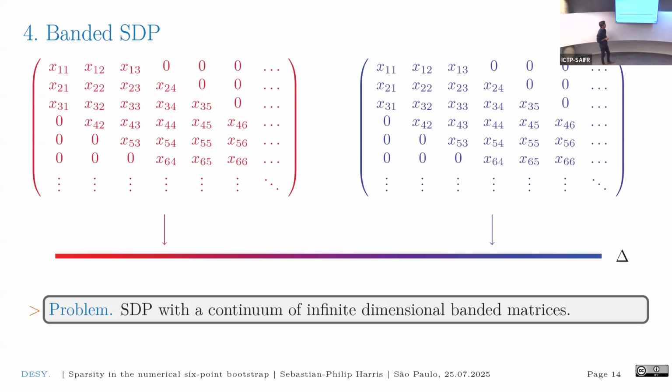Sorry, are they polynomials in those? Pardon? Are they polynomials in those? They're essentially rational functions of delta, yes. There's some prefactor, but okay.